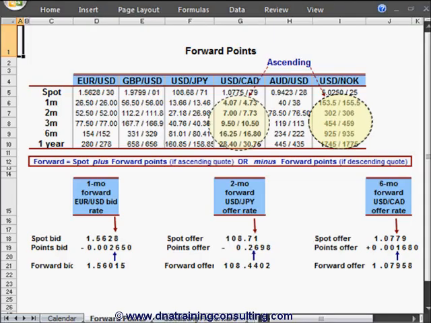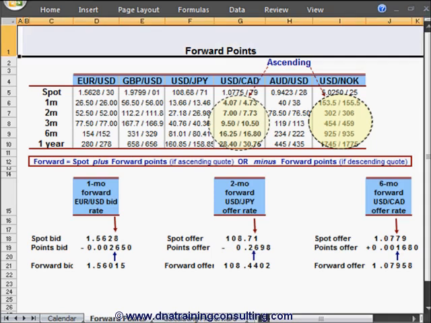Forward prices are rarely quoted as such in the FX market. Dealers prefer to work with forward points because these often remain quite stable even when the spot rate is experiencing fluctuations. The table in front of you illustrates a typical screen display of spot rates and forward points.